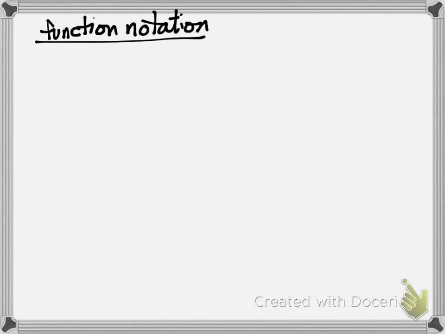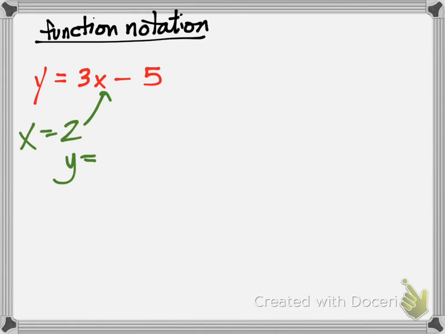This is a lesson on function notation. You can probably understand an equation like this. It's y equals 3x minus 5. And if I wanted to plug in a number for x, I can say, hey, let's let x equals 2. So it's going to be y equals, the 2 is going to take the place of the x. So it's 3 times 2 minus 5, which would be 6 minus 5, which is 1.